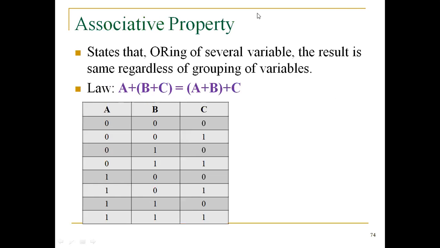Then the associative property, or associative law. It is also an important 2 mark question maybe in your end semester examination. What is the associative law? A plus (B plus C) equals (A plus B) plus C. That means first you have to do this operation, and then the result of this is again logically added to this. So A plus (B plus C) equals (A plus B) plus C.